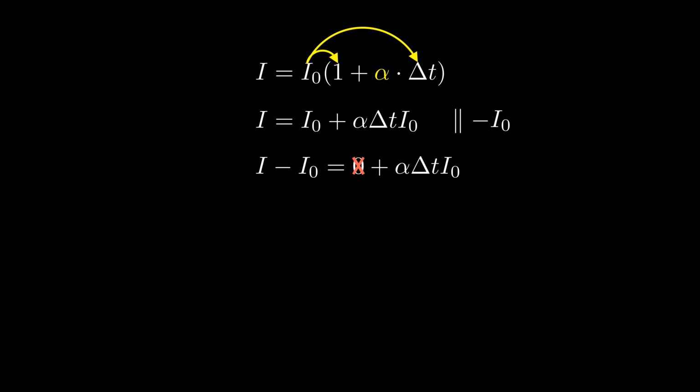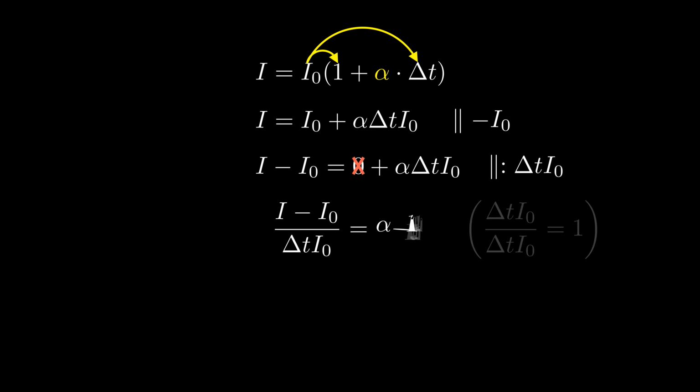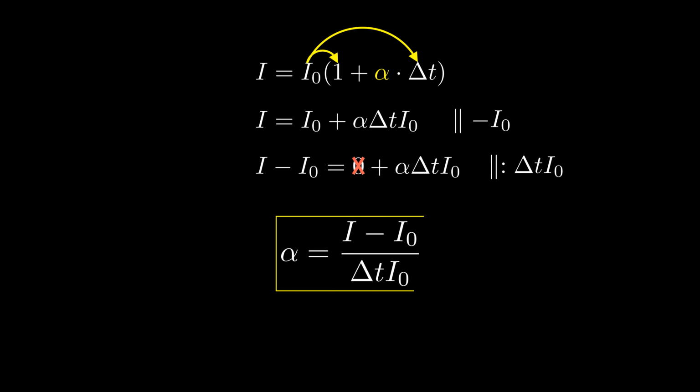We use the inverse operation of multiplication, which is division, to isolate alpha. By dividing both sides of the equation by the entire coefficient, delta t times I0, the right-hand side simplifies to 1, as the coefficient divided by itself equals 1. The coefficient of 1 does not need to be explicitly written. Finally, the equation can be rearranged so that alpha is on the left-hand side, completing the solution.